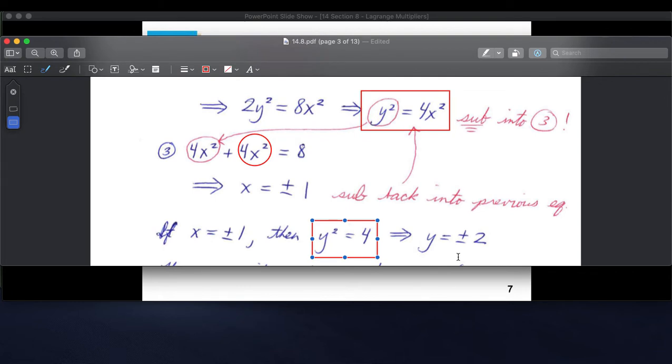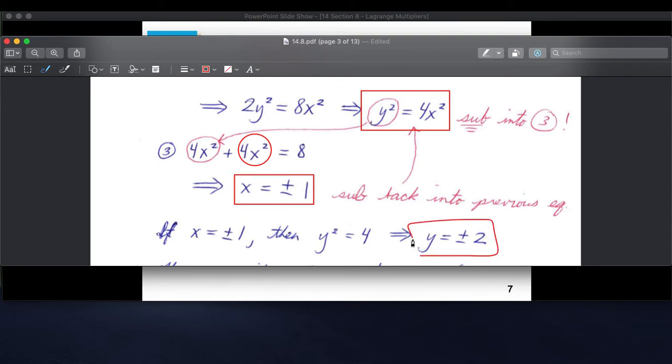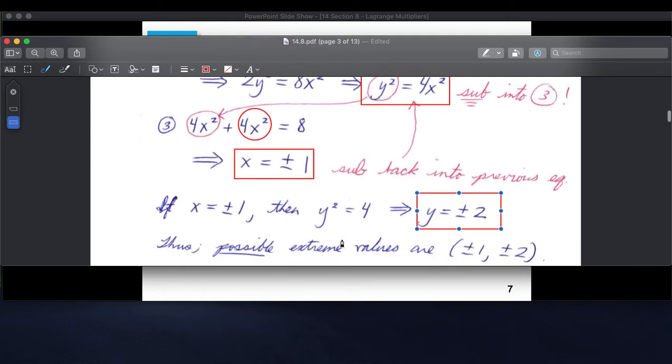And we're not fully done, but believe it or not, the hard part is done. The hard part is done. We're almost done, actually. The point is, I got two options here. Not only do I have x equals plus or minus 1, but also y equals plus or minus 2. And the point is that we need to check all possible extreme values. And all the possible extreme values are plus or minus 1 and plus or minus 2.